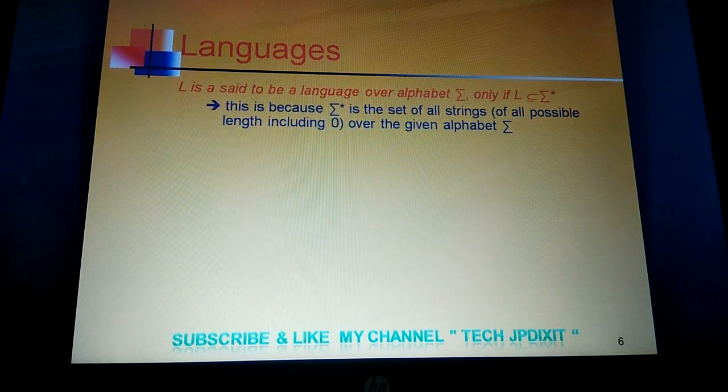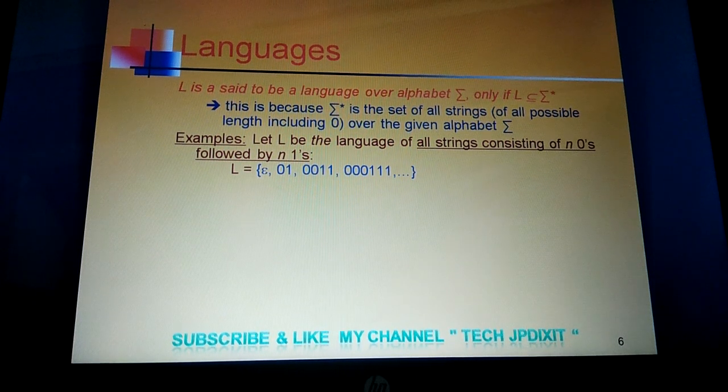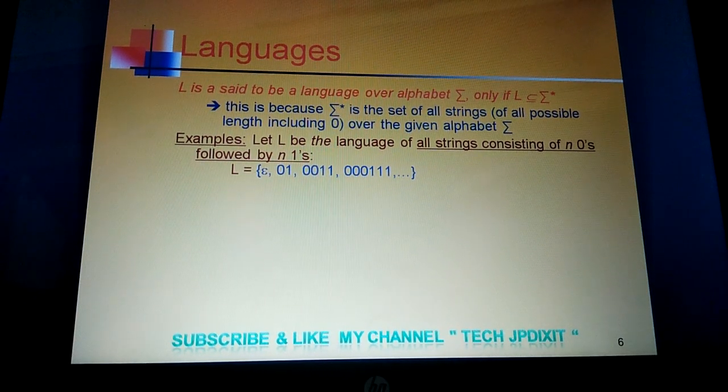Now language. Language L is said to be a language over alphabet sigma only if L is a subset of sigma closure. This is because sigma closure is the set of all strings of all possible lengths, including 0, over the given alphabet sigma. Let us take an example. Let L be the language of all strings consisting of n zeros followed by n ones. L is defined as epsilon, 01, 0011, and so on.